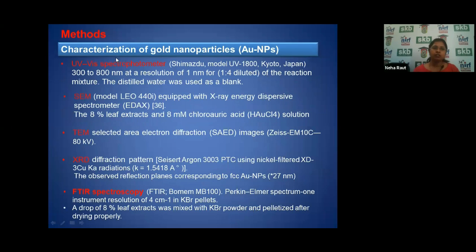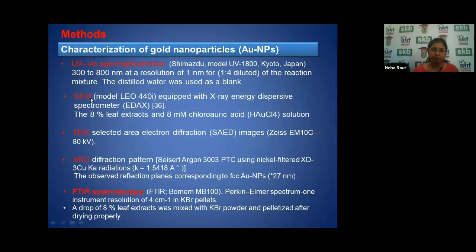For characterization, there are 4 to 5 methods. The one is UV visible spectrophotometry. The details of the spectrophotometer are given here. The analysis is carried out from 300 nanometer to 800 nanometer, because the gold shows its lambda max in the visible range. That's why we have taken the range 300 to 800 nanometer at a resolution of 1 nanometer for 1:4 diluted reaction mixture, and the blank is distilled water here.